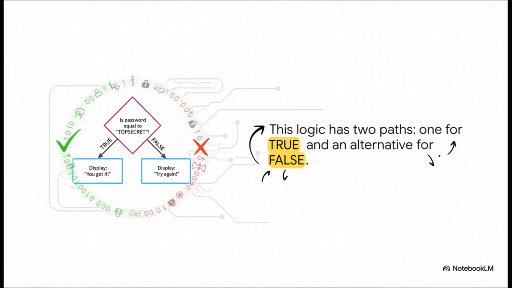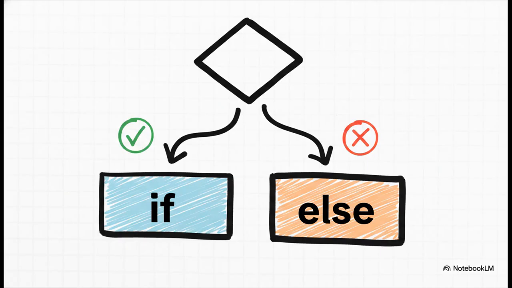And check out this flowchart. Now our little decision diamond has two exits. If the password check is true, we go left. If it's false, we go right. There's an explicit path for both outcomes, so nothing is left to chance. And here's how we write that in code. It's super simple. You just add the else keyword right after the if block. Now, the instructions inside the if brackets run if the condition is true, and the instructions inside the else brackets run if it's false. Simple as that.